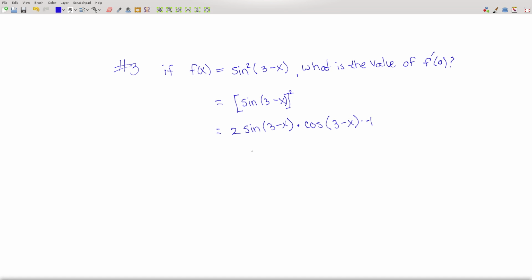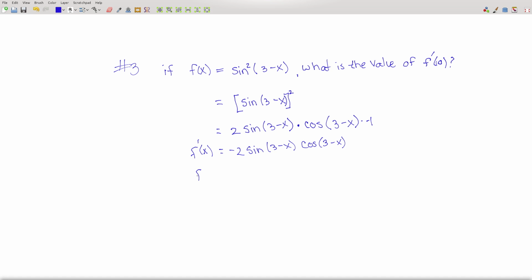So to pull it all together, we can multiply the 2 and the negative 1. We get negative 2 times the sine of 3 minus x times the cosine of 3 minus x. This is what the derivative of f of x equals. It's not what the question is asking. It's asking what is the value of this derivative evaluated at 0.